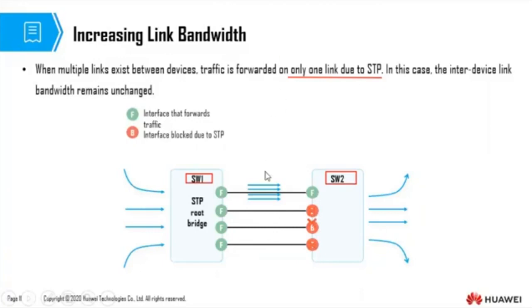So that's the main problem with STP, for example, that it's going to make all these links idle, while this link is going to be overwhelmed with all the traffic. So are you seeing that problem? By increasing the number of links between these two switches, if you've deployed STP there, are you increasing the link bandwidth? The answer is no, right?